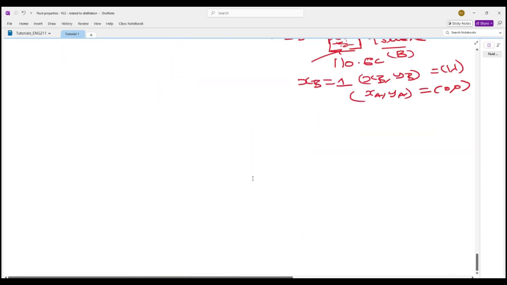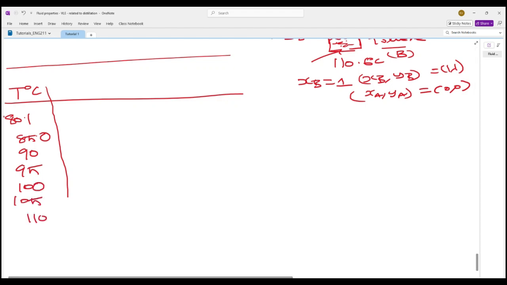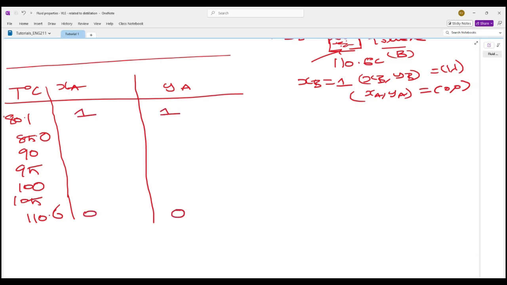So anyway, now I already showed you how to get XA and YA. So if you calculate for all the remaining temperatures, you should get the following. I already calculated, so I'll give the answers now. But you have to do some model calculations at home and check whether the results are correct or not. So XA, this is in mole fraction, so we don't have a unit. This is 1 comma 1, and this should be 0 comma 0.